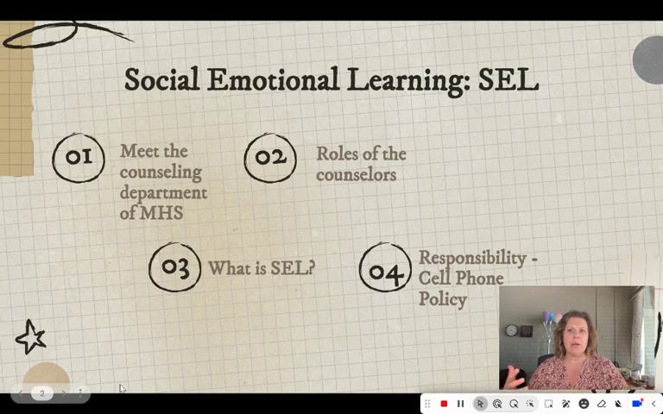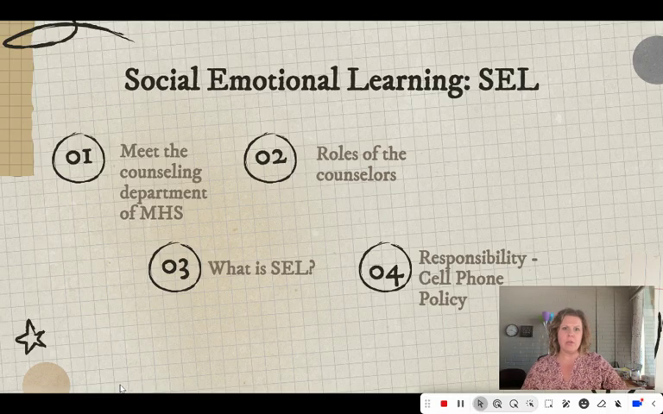So we're going to talk about the counseling department at Moline High School. We're going to talk about what the role is of the counselors. We're going to talk about what social emotional learning is, and we're also going to talk about the cell phone policy. And then at the very end, I have one more activity for just seniors. So seniors, hold out till the end.